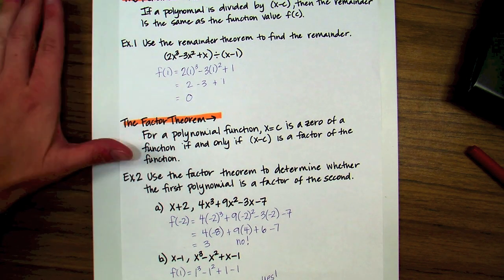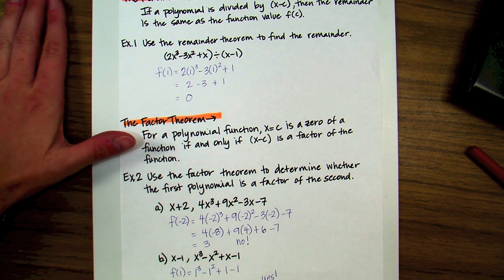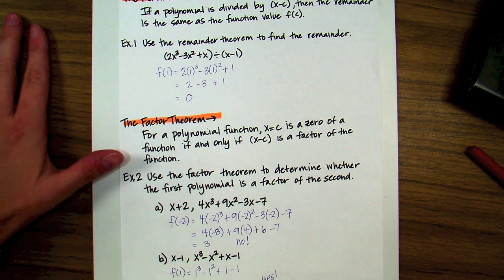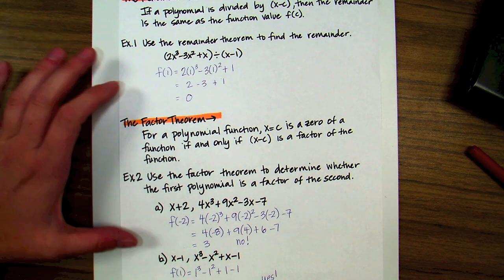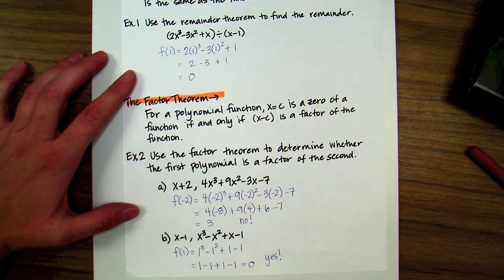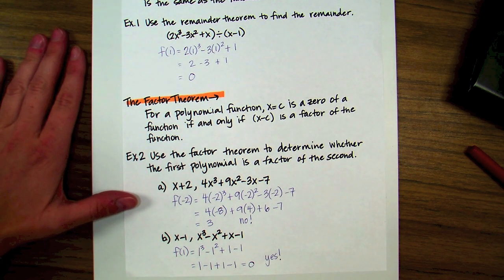So first off, at the top, what you don't see is the remainder theorem, which says if a polynomial is divided by x minus c, then the remainder is the same as the function value f of c.